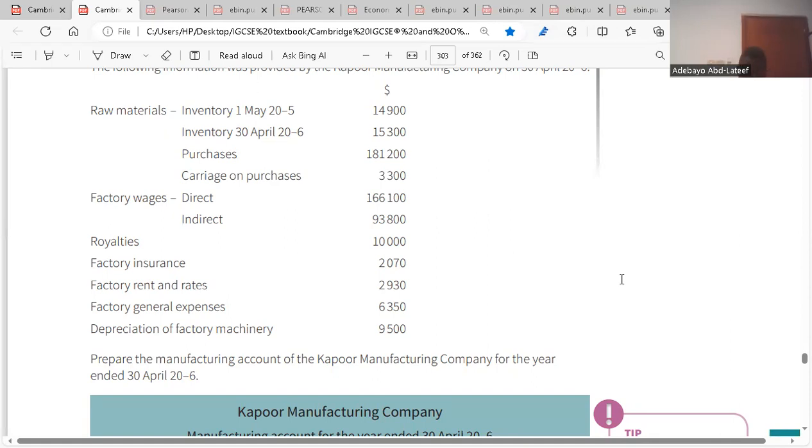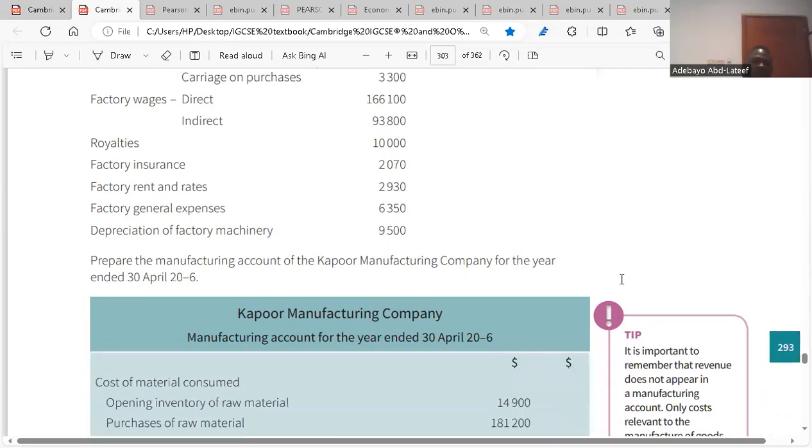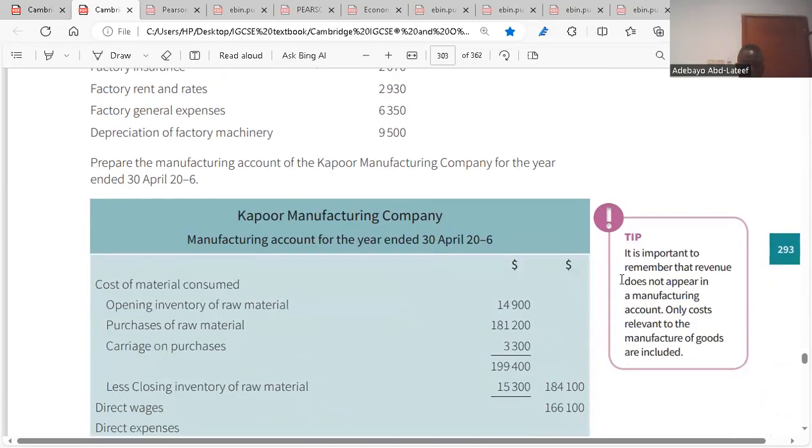So what do we prepare? We have our cost of raw material consumed, which we have to calculate by what? Your cost of raw material consumed is opening inventory of raw material, plus purchases of raw material, plus carriage of raw material, less closing inventory of raw materials. That gives us our cost of raw material consumed.